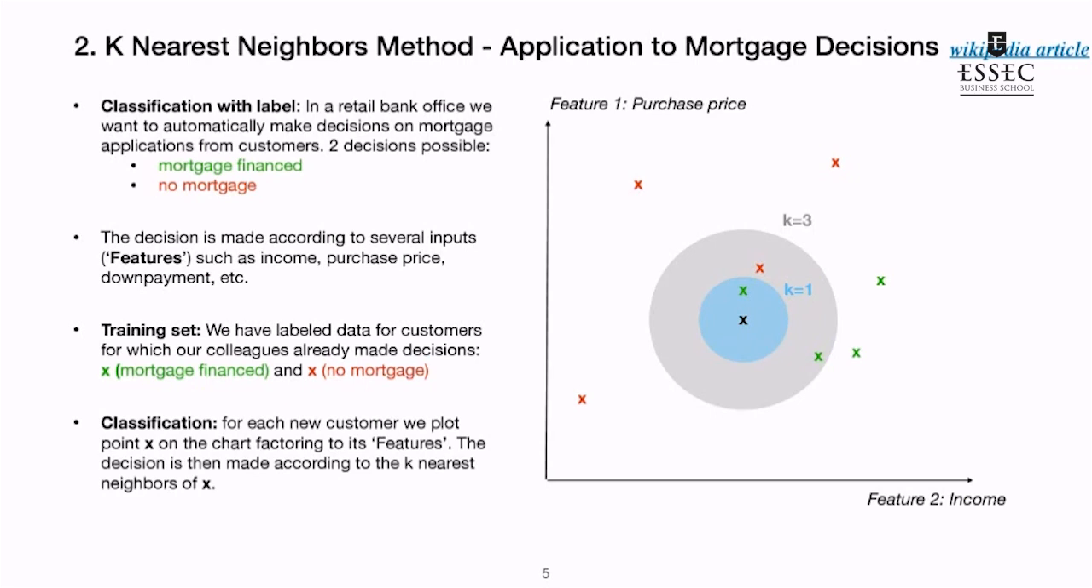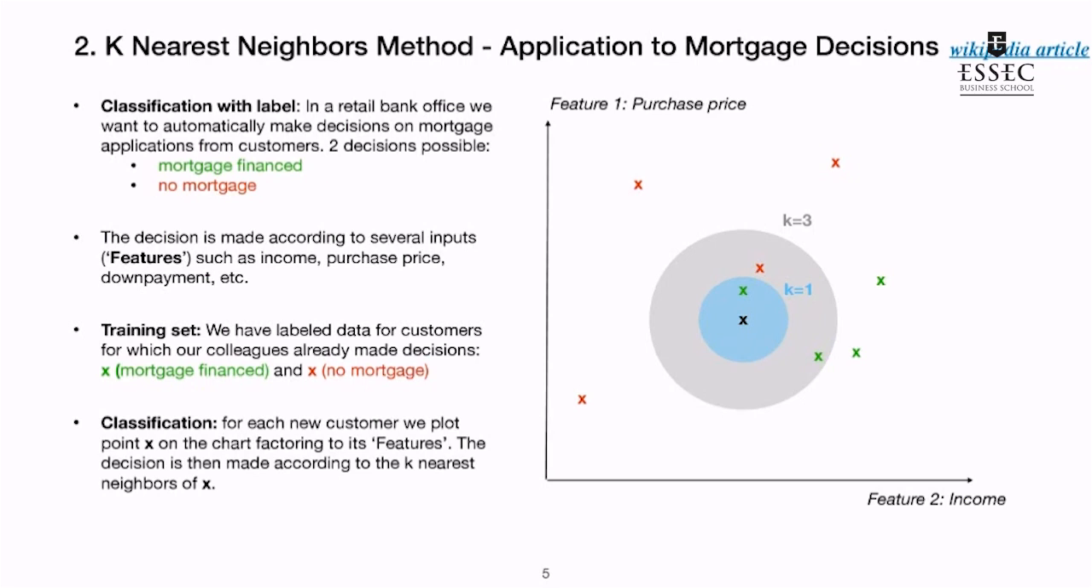It's about looking at the nearest neighbors and making the decision depending on whether we said yes or no for the nearest neighbors. So if we look at k equals 1, only one nearest neighbor, it's here. We see that the nearest neighbor is a green cross, so it's going to be a yes. Okay? If we look at k equals 3, so we look at the 3 nearest neighbors, and you see here we have 2 green crosses and 1 red cross. We're inside the circle. So it's still going to be yes.